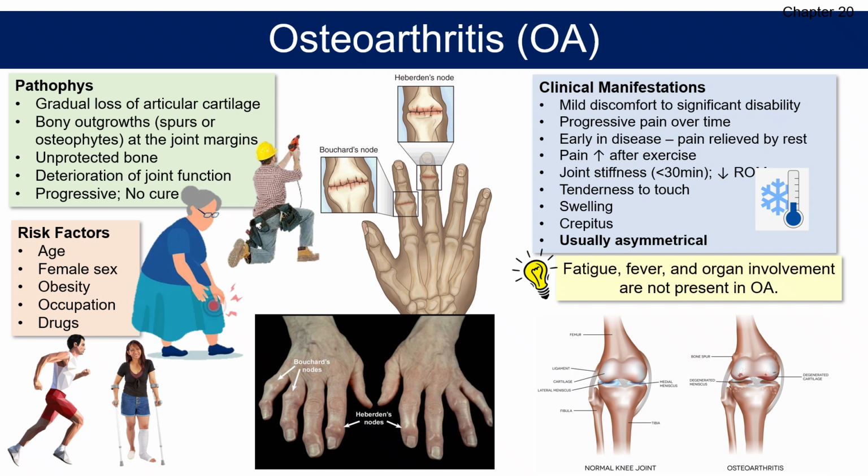And then lastly, here in this picture, you can see some of these deformities that occur specific to osteoarthritis. We have Bouchard's node and Heberden's node, both in the fingers. Okay, so when you hear those terms, Bouchard's node or Heberden's node, think osteoarthritis.